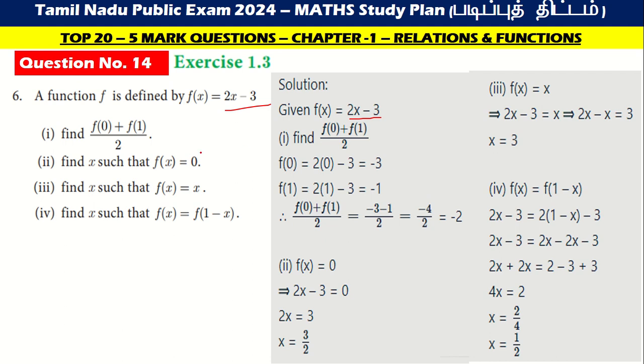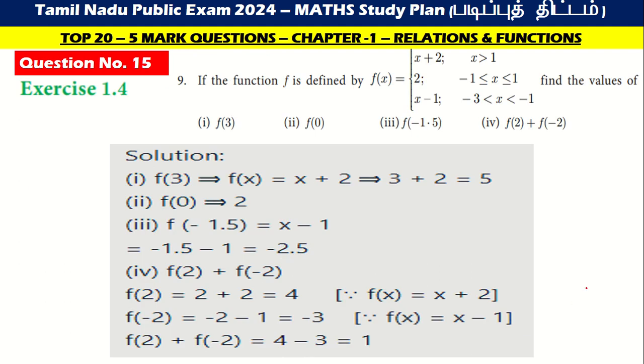f of x is equal to 2x minus 3. For the question, first f of 0 plus f of 1: f of 0 is minus 3 and f of 1 is minus 1, so substituting gives minus 2. f of x equal to 0 means 2x minus 3 equal to 0, so x is equal to 3 by 2. f of x equal to x means 2x minus 3 equal to x, so x is equal to 3. f of 1 minus x: 2x minus 3 equal to 2 of 1 minus x minus 3, and substituting the value you will get x is equal to 1 by 2. Let us go to the 15th sum.